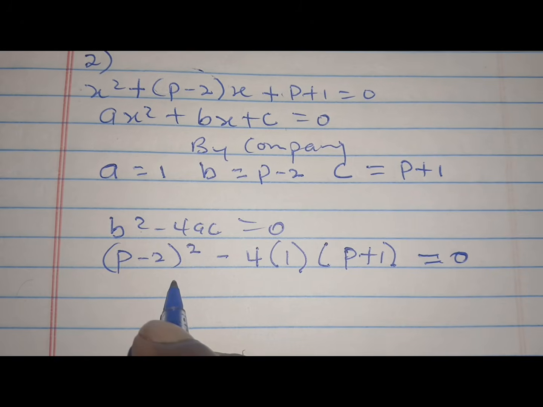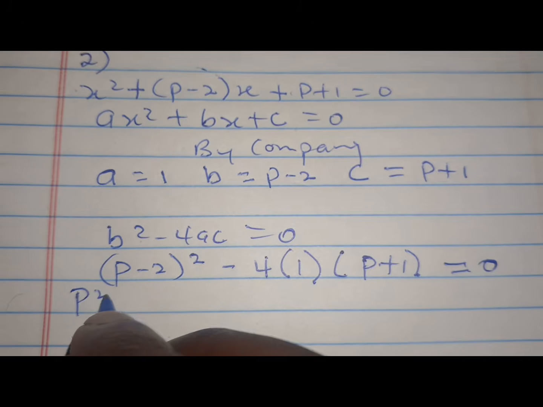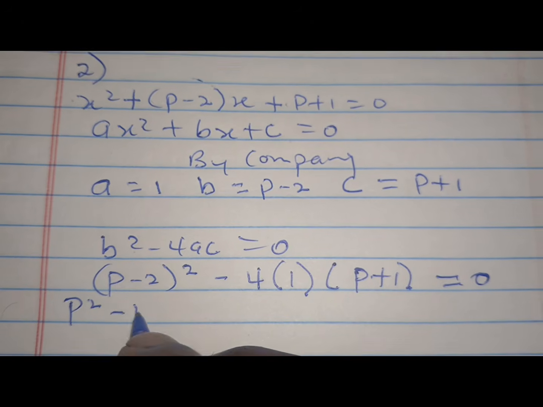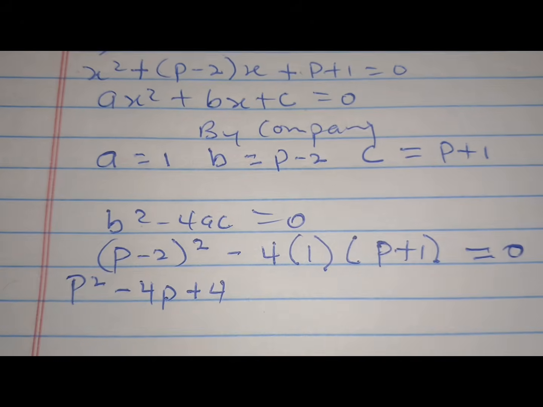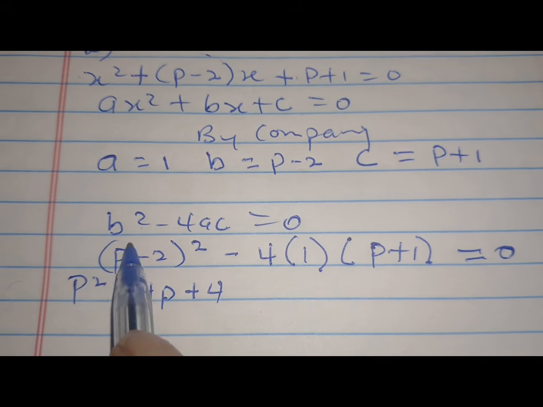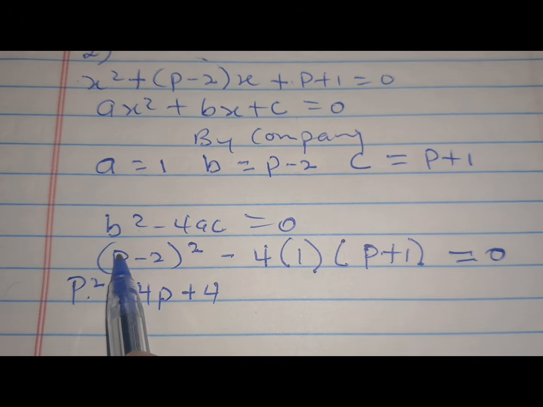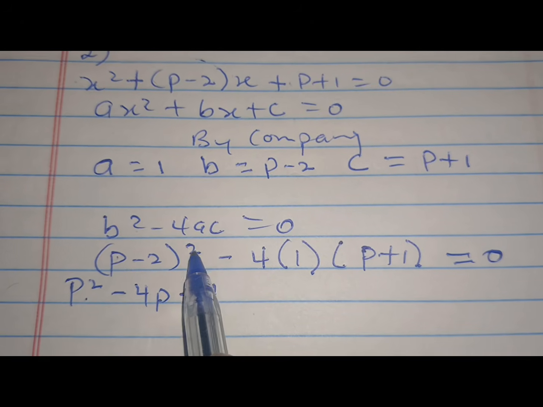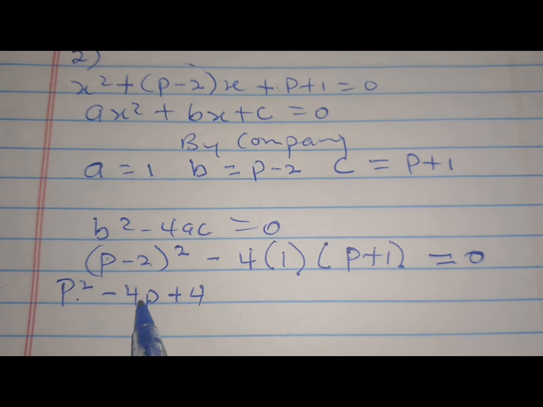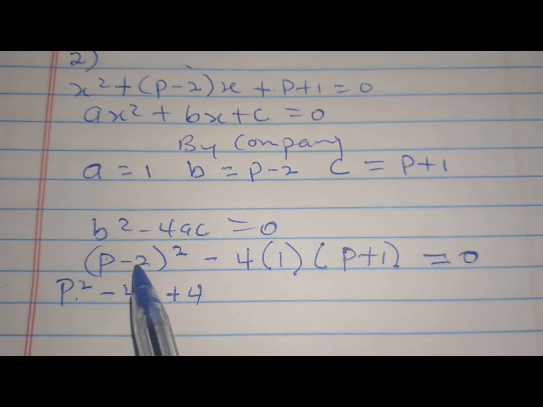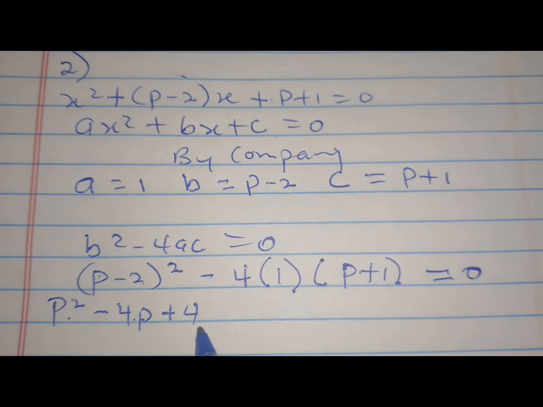Now we can simplify this further. So this is the same as p squared minus 4p plus 4. And this is the trick. You just square the first one, then you multiply this by what is inside the bracket. So 2 times p is 2p times another 2, which is 4p, so minus 4p. Then you square this last one, which is minus 2 squared is positive 4. So that is how I had that one.